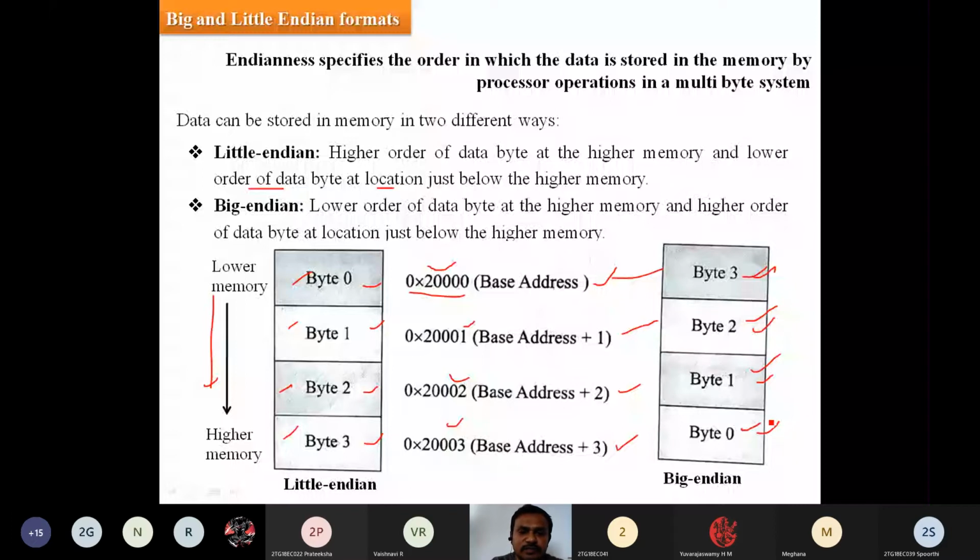So let me simplify once again. In Little Endian, lower byte first, higher byte next with respect to the memory location. What about Big Endian? Higher byte first, then lower byte. Now, with this concept, Yuvraj Swami, explain: if I have 6-byte data, how are you going to allocate the data in the Little Endian format?